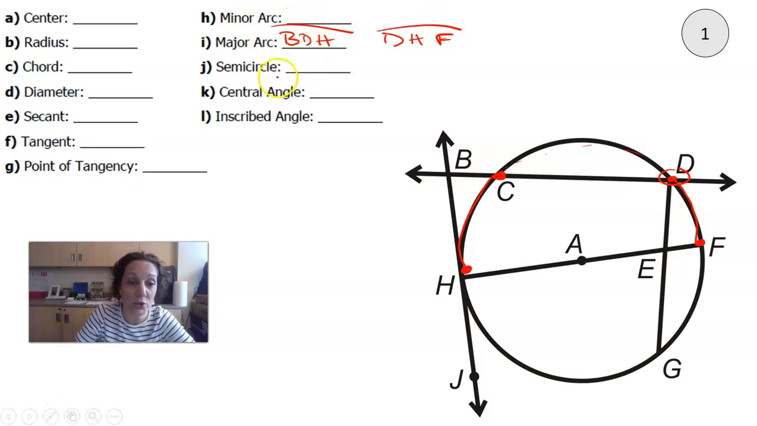Okay? So your job in Schoology is to look at some more diagrams like this and name all the parts that you can. All right? Put any questions you have in the end of the video, and we will talk soon.